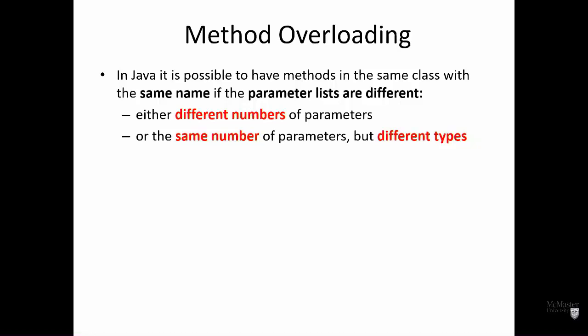But we know from C that this is not allowed. If you define multiple functions with the same name in C, and they take a different number of parameters, for example, which one are you going to call when you use the name in main or in another function? You don't know, so the compiler will get confused and give you an error.